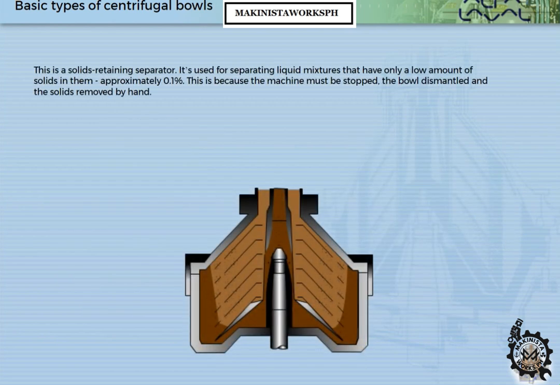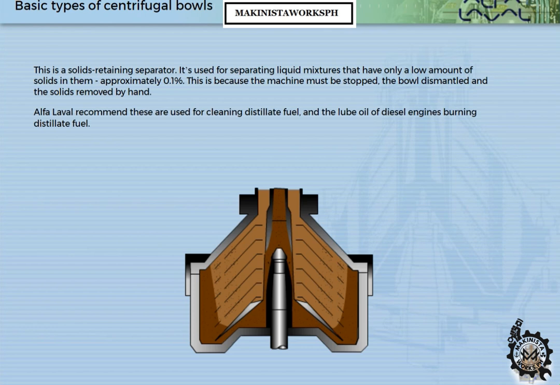This is a solids retaining separator. It's used for separating liquid mixtures that have only a low amount of solids in them, approximately 0.1%. This is because the machine must be stopped, the bowl dismantled, and the solids removed by hand. Alfa Laval recommends these are used for cleaning distillate fuel and the lube oil of diesel engines burning distillate fuel.